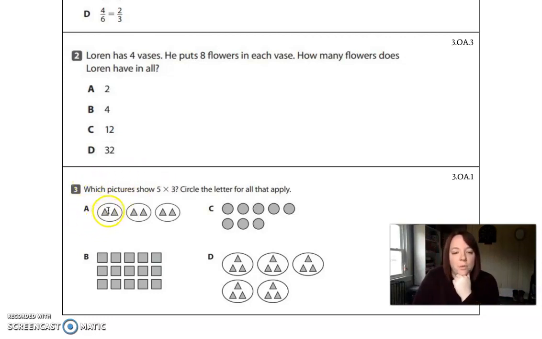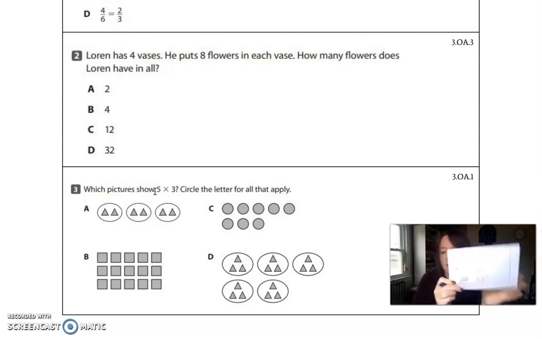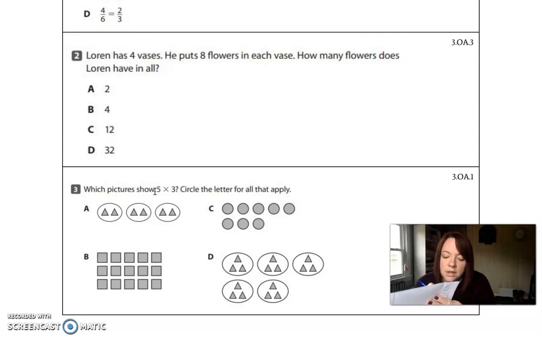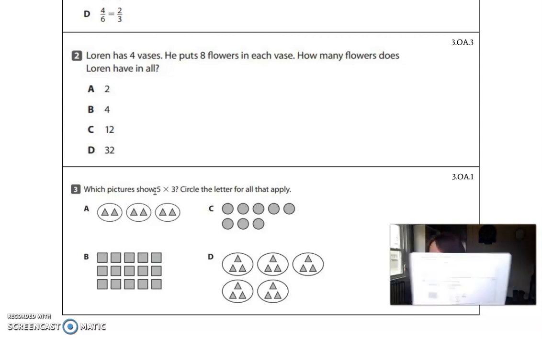A. 1, 2, 3, 4, 5, 6, and there's 3 groups. So 3 groups of 2 equals 6. Is that anything like what we see up here? No. So we know A is not correct. So let's cross out A, and I'll show you. I'm going to cross out A, just like that.